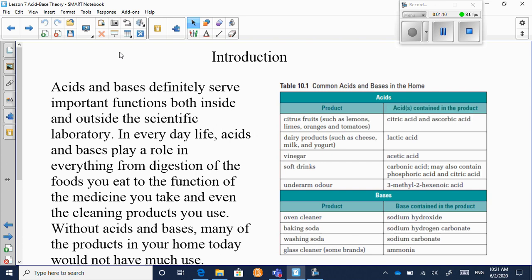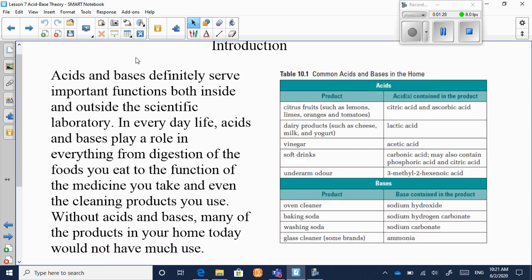Okay, so a couple key points here. Obviously we use them in the laboratory. Hopefully in grade 9 and 10, you've worked with acids and bases a little bit. Maybe you've dipped a litmus paper in them to test for acids and bases, and so on. In everyday life, acids and bases play a role in everything from digestion of foods you eat to the function of the medicine you take and even the cleaning products you use. Without acids and bases, many of the products in your home today would not have much use.